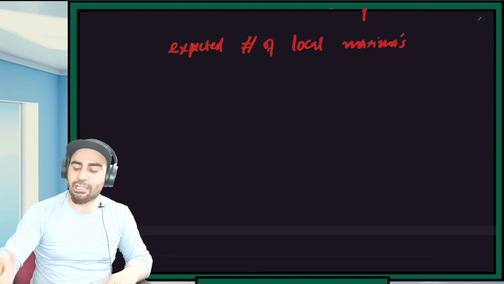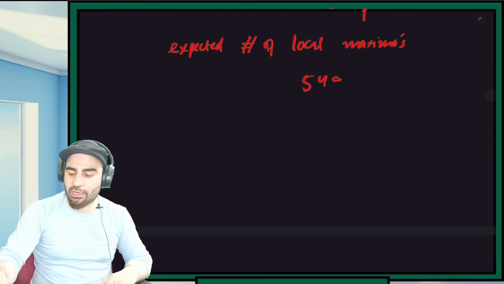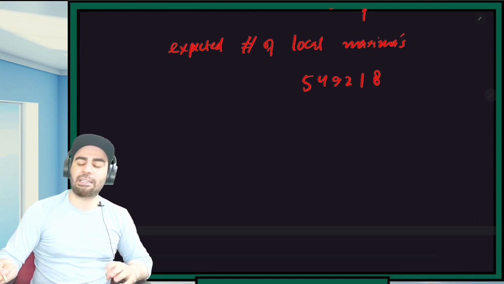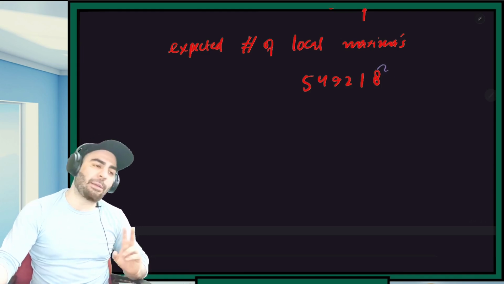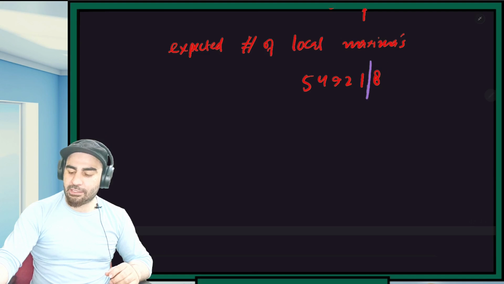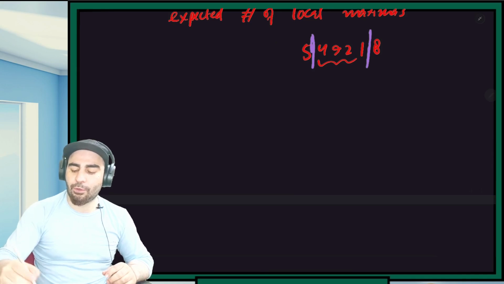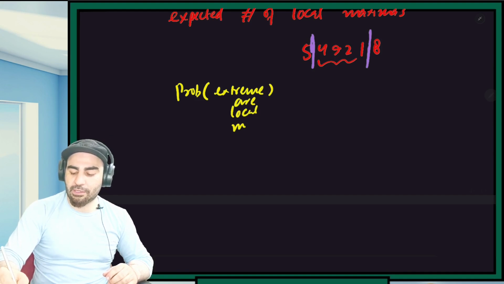So okay, let's take any sequence, 5, 4, 9, 2, 1, 8, something of this sort. Now if I look at it, I'll have two types of numbers. I'll have numbers which are extremes, that means this 5 and this 8, and I'll have numbers which are in the middle. Now I'll have to compute two things. I'll have to compute the probability that extreme numbers are local maxima. How can I compute that?